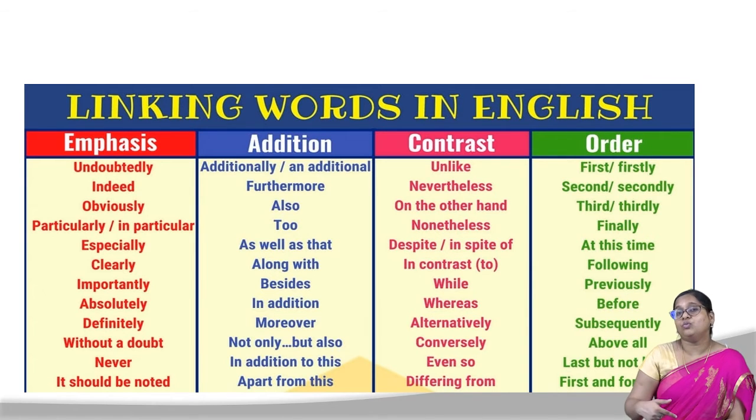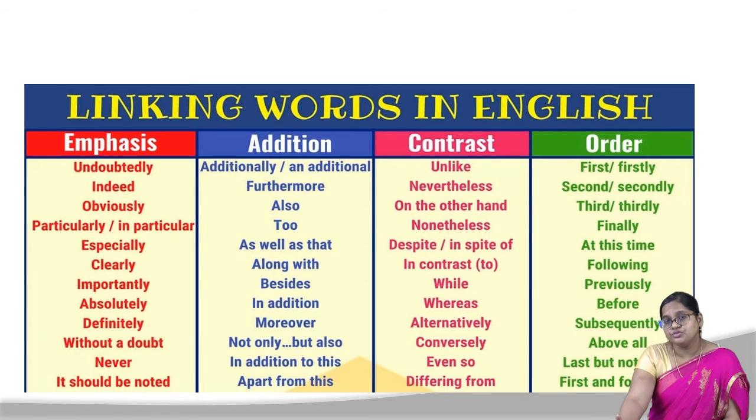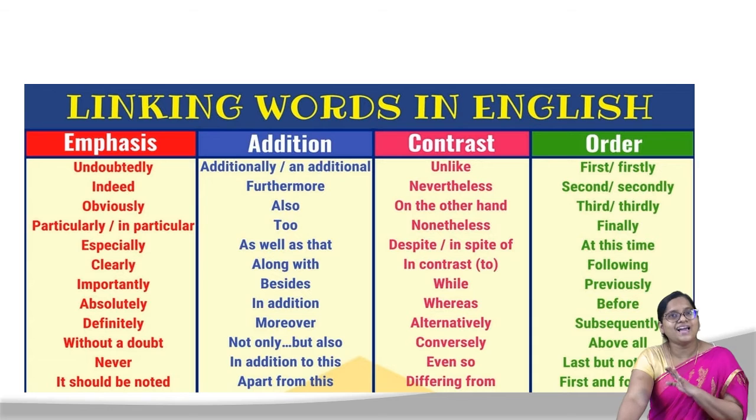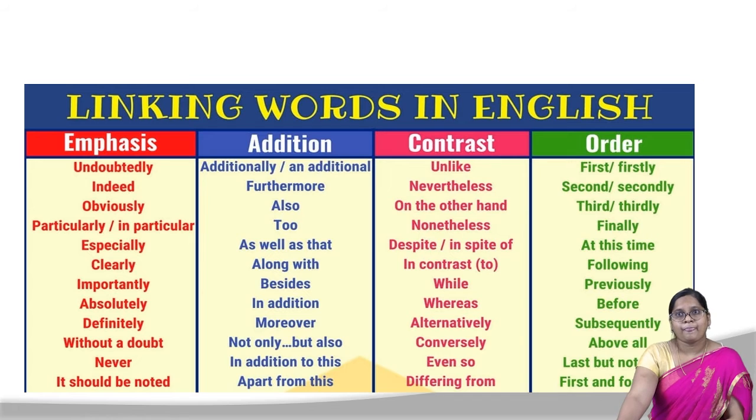When you want to give details with a meaning like in addition, added to that, you can use words like additionally, an additional account, furthermore, also, as well as that, along with that, besides. Besides is different from beside. Besides means in addition to. Besides doing the job, he does this business also. Next, moreover. Do not use 'and moreover'; very often we see it, but it is grammatically inaccurate. Not only, but also. In addition to this, apart from this, so you can use all this.